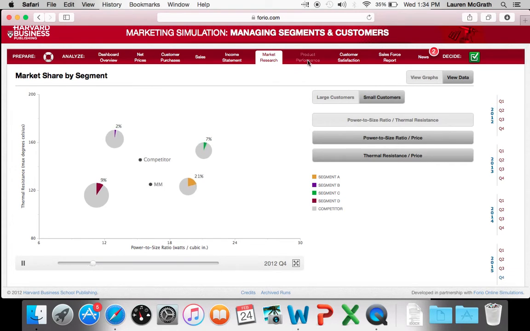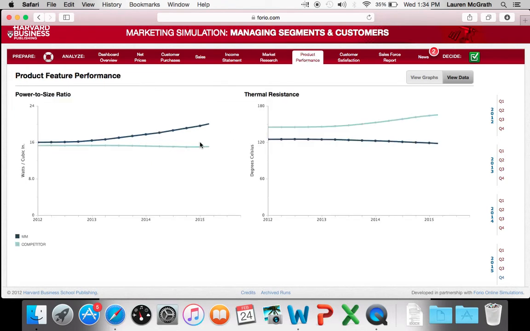We wanted to make sure that one of them was the best. So we knew that our competitors were better at the thermal resistance. So yes, we did keep the thermal resistance quite consistent, but we focused on the power to size ratio a lot because that was really important to us. To keep those customers, especially segment A, this was very important to them. So keeping that power to size ratio performance up was really important.